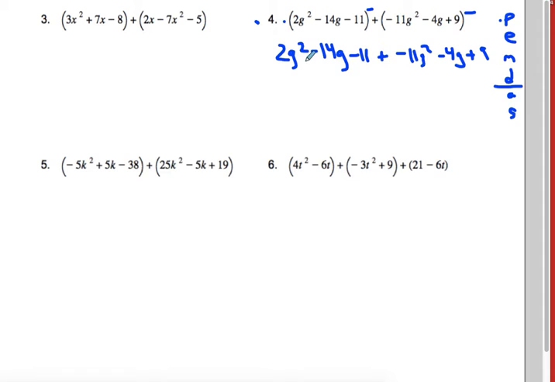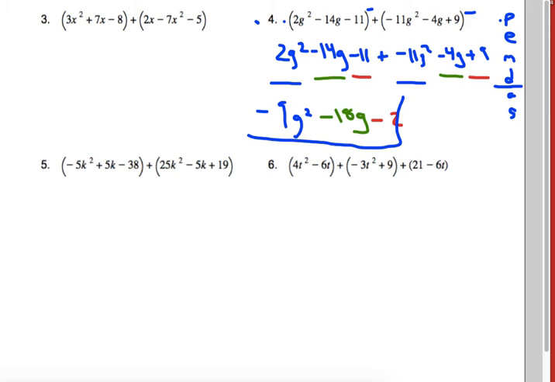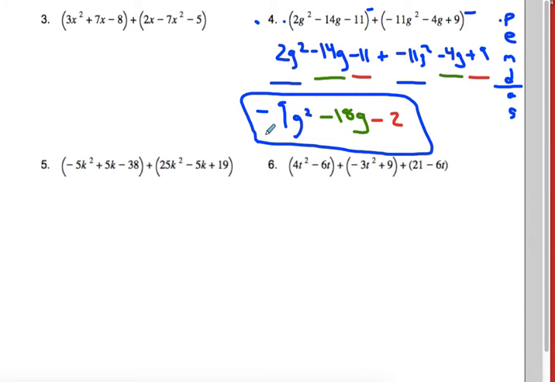So then from here, we're just combining like terms. I'm going to start with the highest ones. I got some g squareds right here. 2 minus 11 is negative 9 g squared. That looks great. Here I got some regular g's, negative 14 and a negative 4, which will make a negative 18g. And then lastly we got negative 11 plus 9, that's minus 2. There we go. All right, combining like terms.